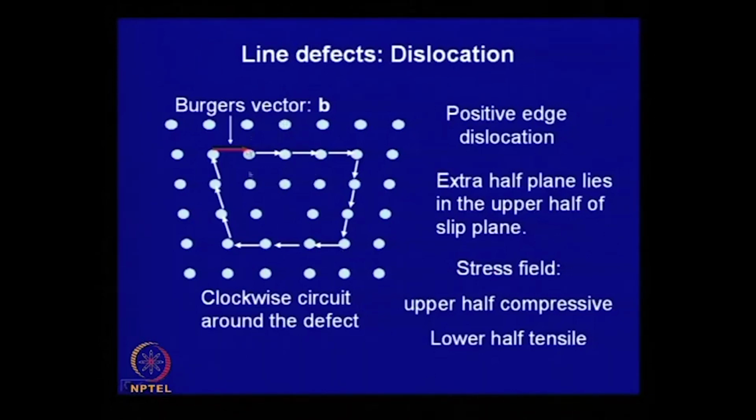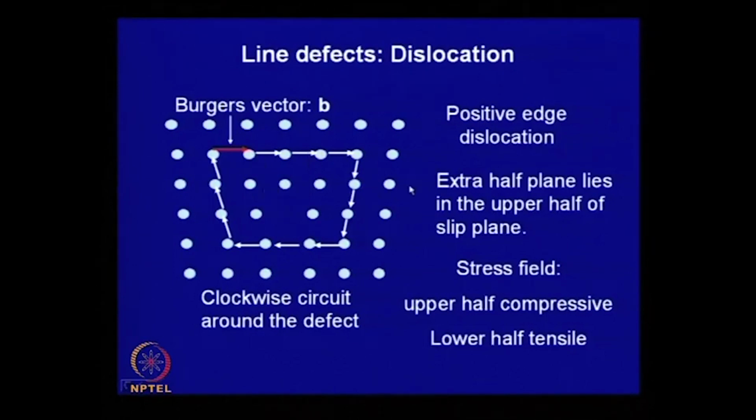Now, look at the nature of the stress field. The upper part is compressed. Here you have an extra plane which is compressed together. So, the upper half is compressed, and in the lower half the distances are a little more. So, you can visualize the lower half as if it is under tensile stress. If you try to move this dislocation, if you do a positive work, the displacement is like this.